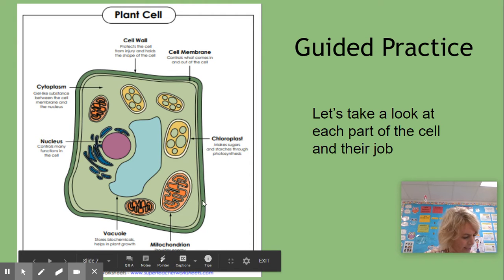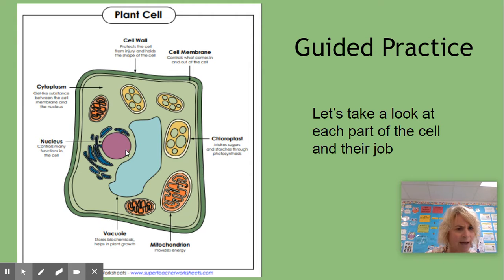The mitochondrion, this is the part that provides the energy. This is the vacuole. It stores the biochemicals. It helps in plant growth. This is the nucleus. It controls many functions in this cell. It's kind of like the boss of the cell. And then all of this in here is what we call the cytoplasm. It's a gel-like substance between the cell membrane and the nucleus. So remember, that's the cell membrane. Here's the nucleus. This is the gel-like substance.